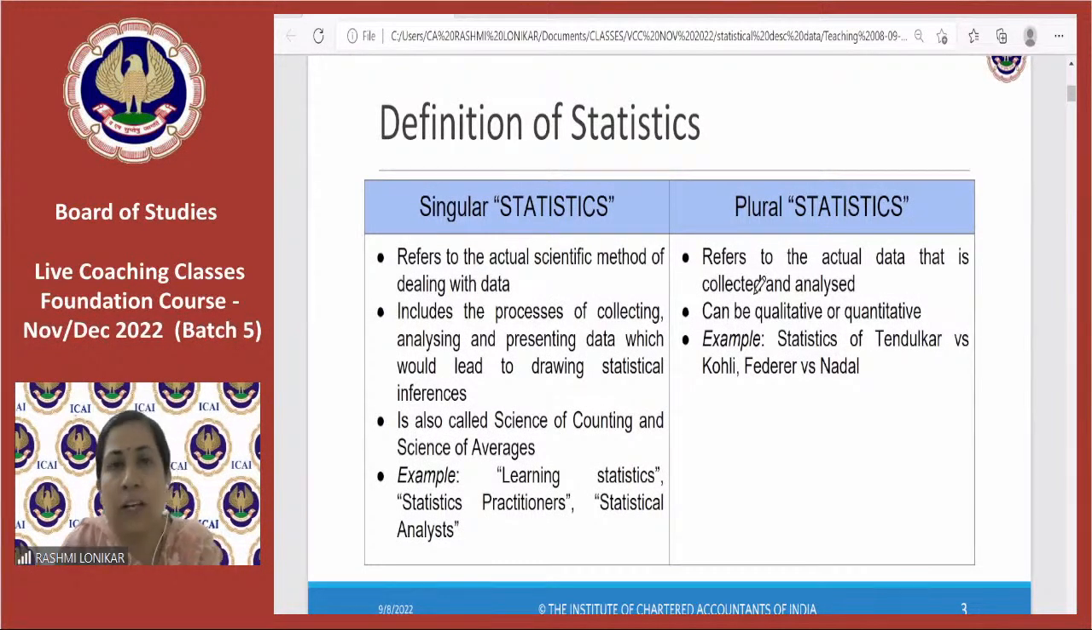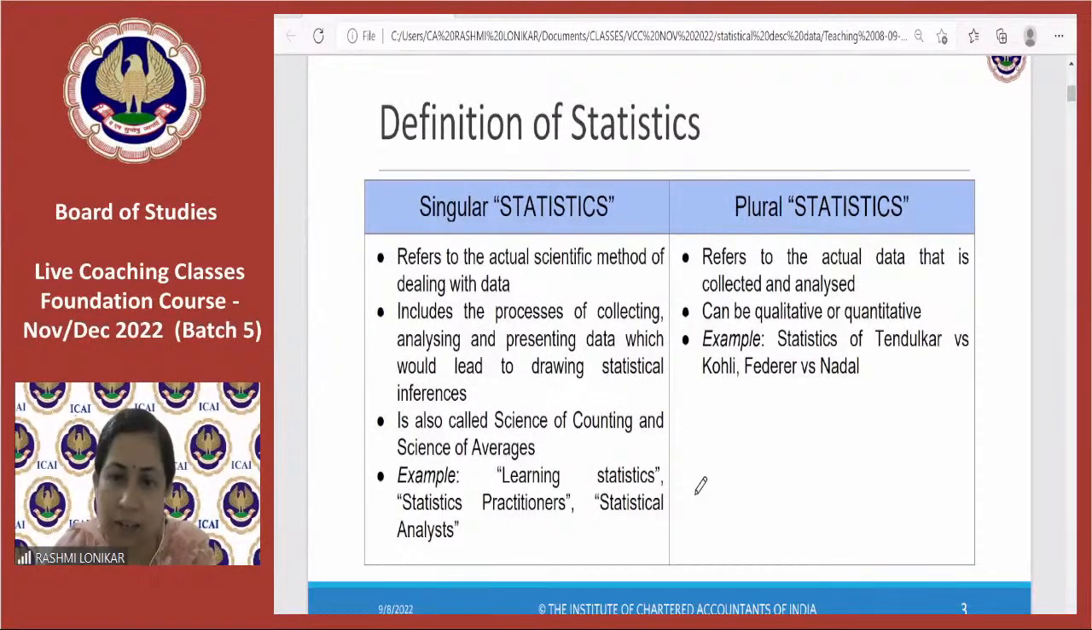When we are talking about the plural sense of statistics, it refers to the actual data that is collected and analyzed. So singular is talking about the methods of doing it, but in plural we're talking about the actual data that is collected and that we are going to analyze.